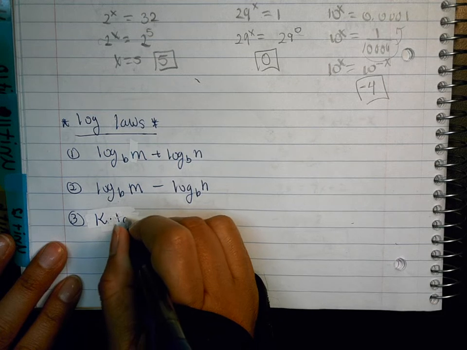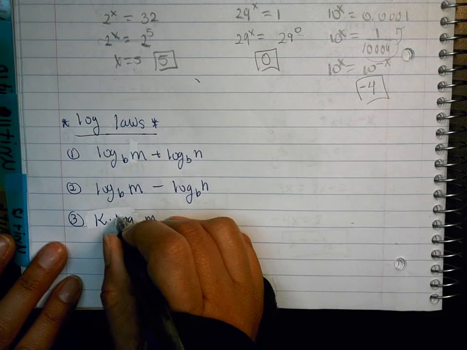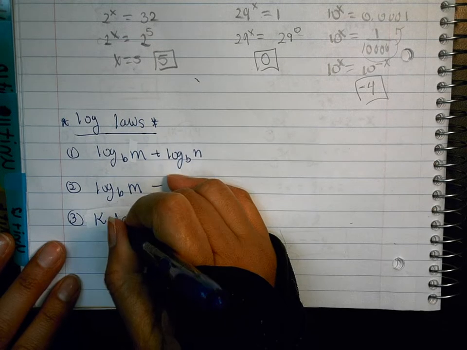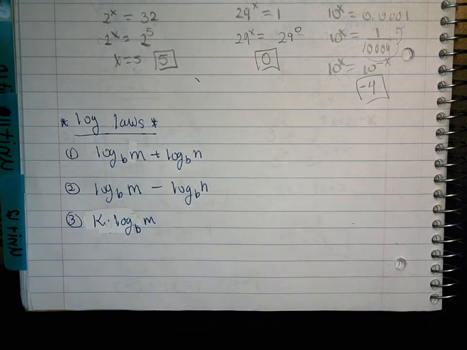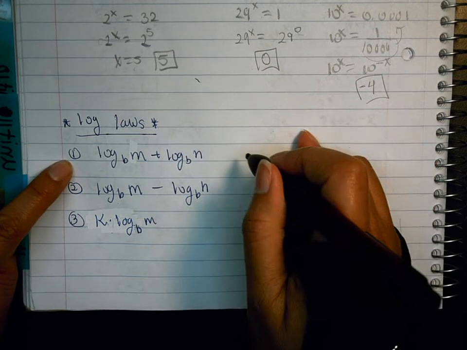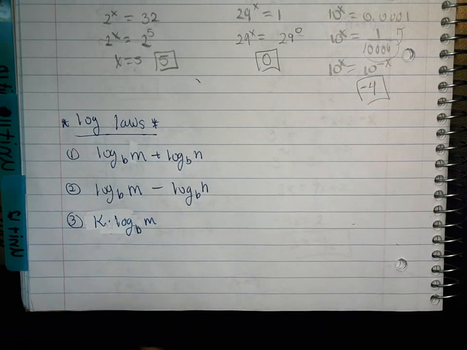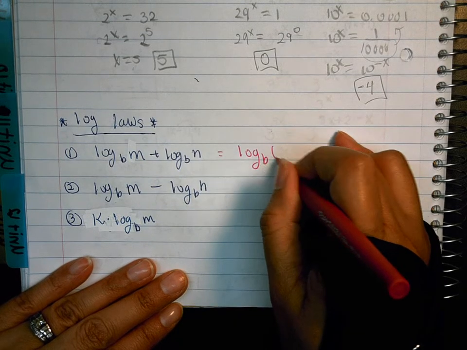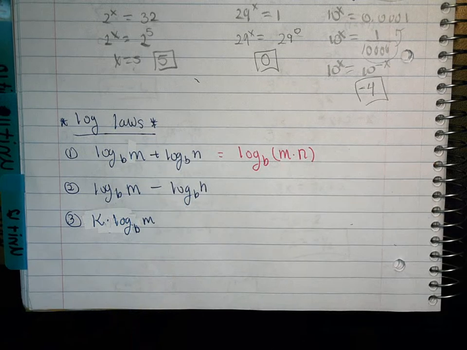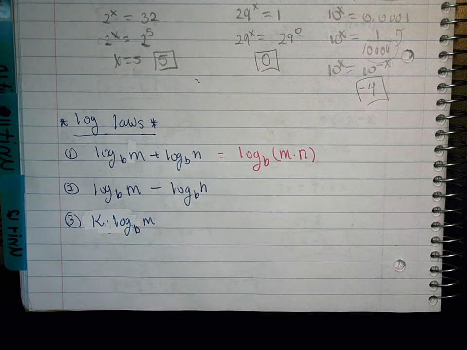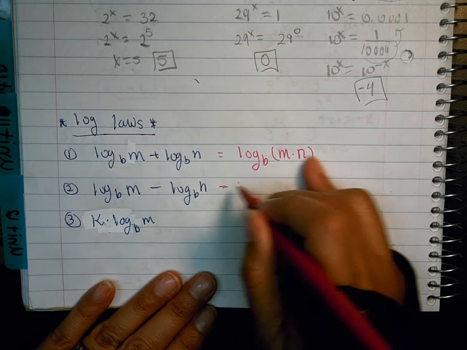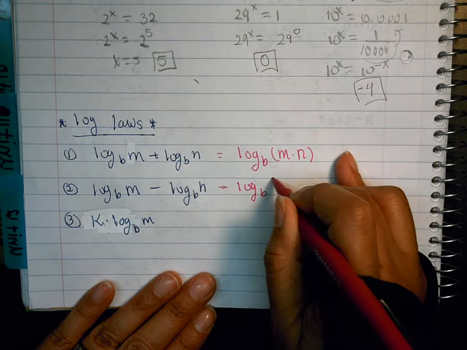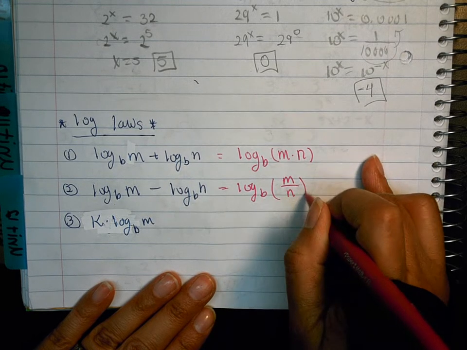K times log base b of m. Okay, now what does each one equal? This first one can be rewritten as a single log: log base b of m times n. The second one can be rewritten as log base b of m over n.